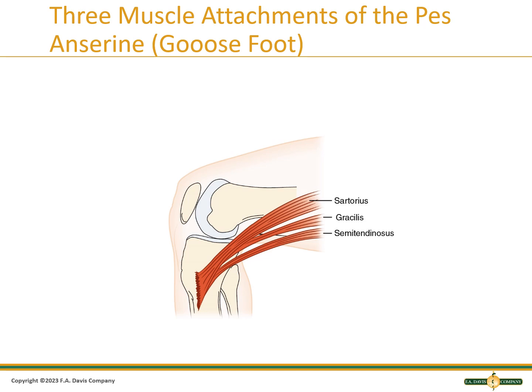There are 3 attachments to the pes anserinae, at the medial anterior tibia at the proximal tibia, the attachment site for gracilis, semitendinosus, and sartorius. It is the pes anserinae, the goose foot, and because these are 3 muscle bellies coming into one fused tendon, it's a thicker tendon, and so that's where the graft is taken for a hamstrings tendon graft for an ACL repair.